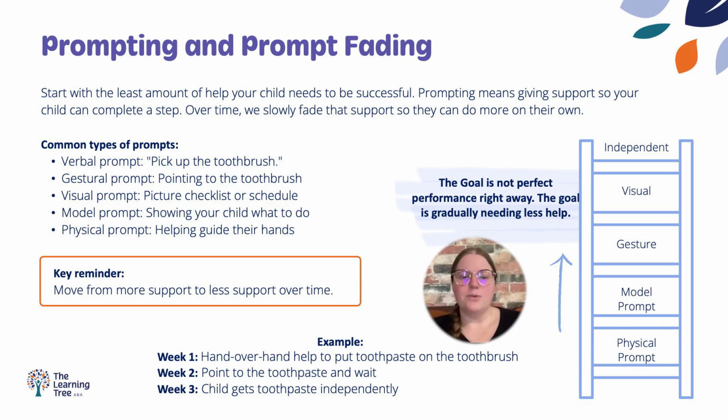For example, for week 1, we could do a hand-over-hand physical prompt to help put the toothpaste on the toothbrush. On week 2, we can point to the toothpaste and wait, giving the child the opportunity to do this action on their own, and we step in when they need help. And then on week 3, the child can get the toothpaste independently. And in this case, you can give them that opportunity for independence, wait a couple seconds, and if they need help, that's when you step in to help. This prompt fading is going to help them achieve independence.